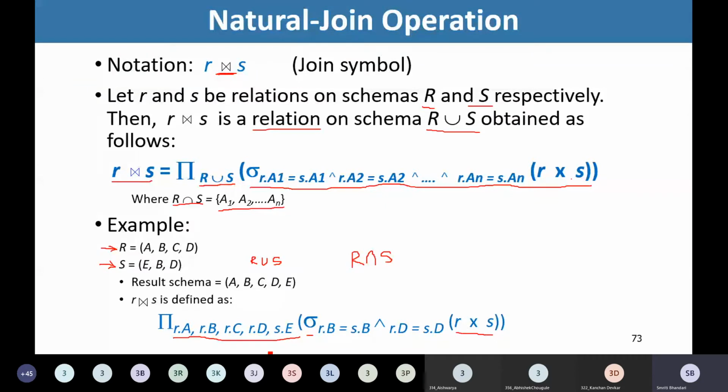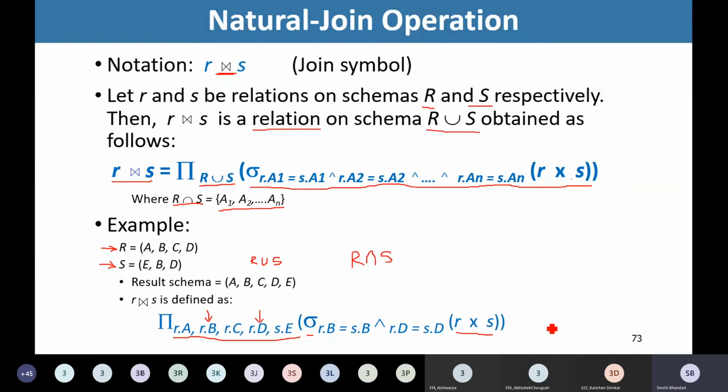So even though B and D are there in both R and S, in our final output, B and D will appear only once. Got it? If you have any doubt, please let me know.